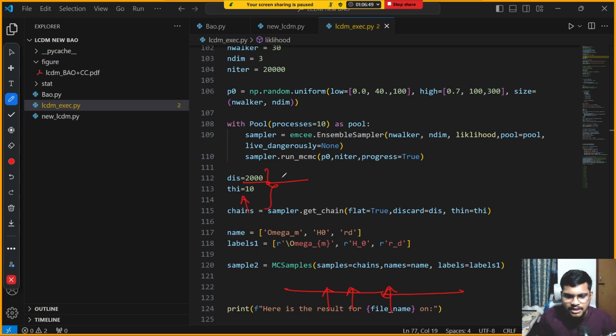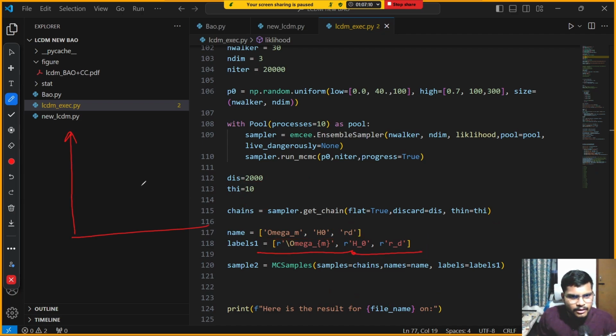Thinning it, whatever the result I am going to get, let us say 20,000, 10% should be thinned, 10% should be removed from it. And now I'm going to get sampler.getChain and all these things, and there is name and all this over here. First of all, you have to write the name, what are the parameters that you are working with, and then the labeling.